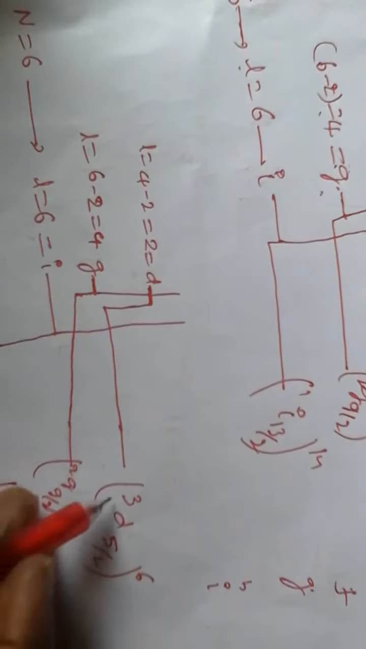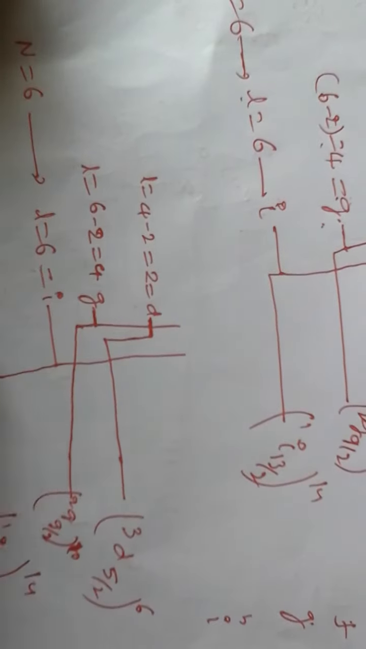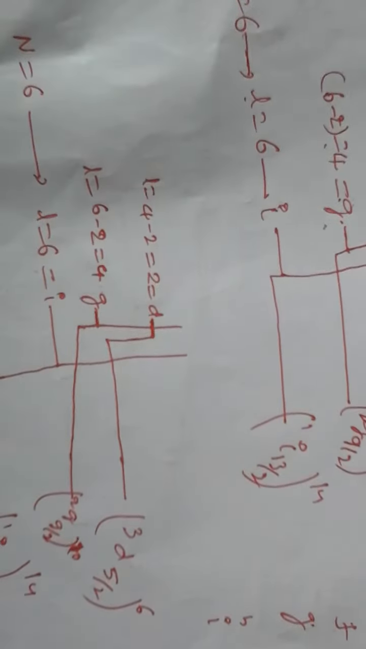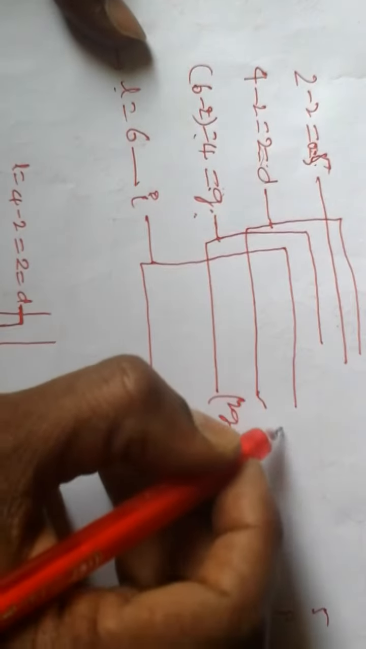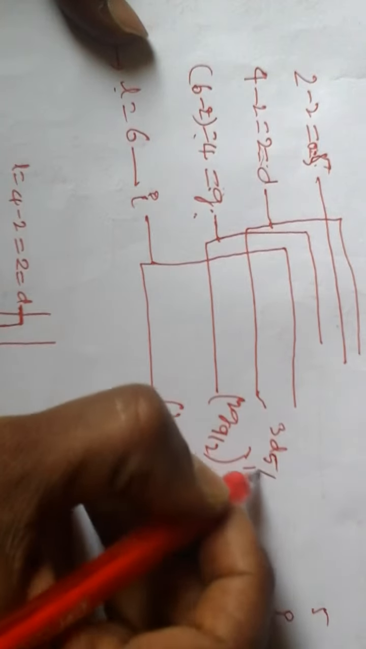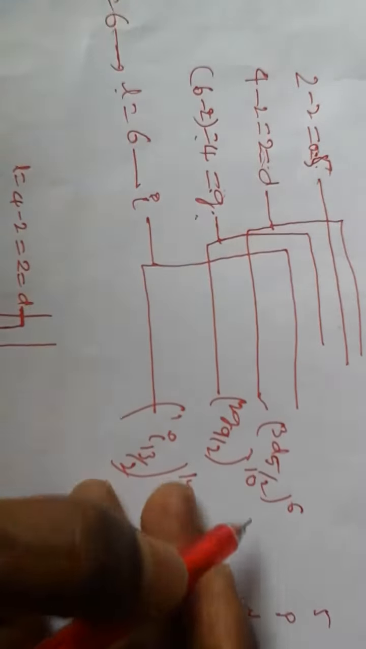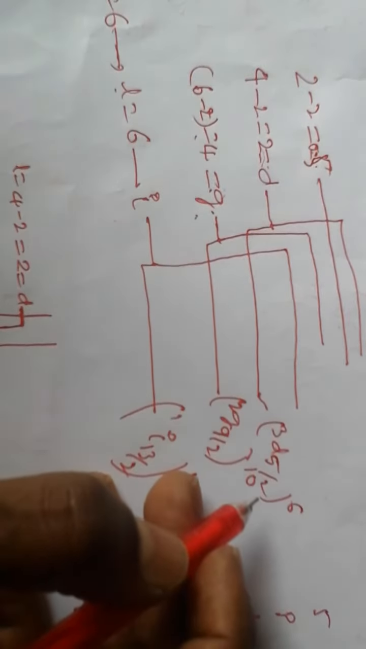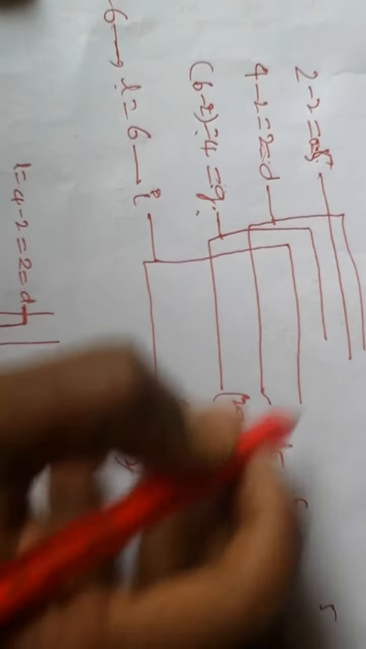So D is third time repeated. Now, D is third time, D 5 by 2 over 6. D F G H. Okay, D is 5, D 5 by 2.